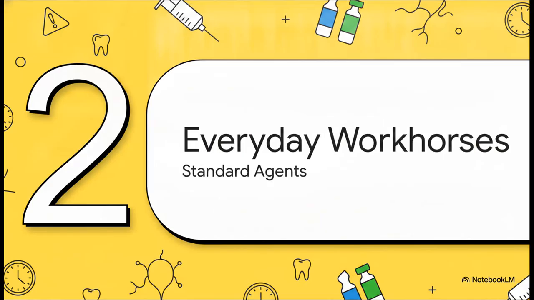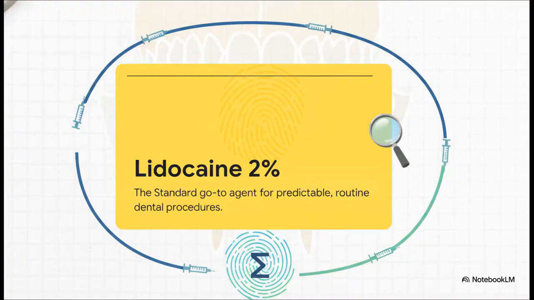Let's move into part 2, everyday clinical workhorses. We've got 2 standard agents that handle the vast majority of daily clinical practice, and we're starting with lidocaine 2%. It's universally known as the standard for a reason. This is absolutely your go-to for routine procedures. You know it, you trust it, it's highly effective, and man is it predictable. It's essentially the baseline of dental anesthesia.